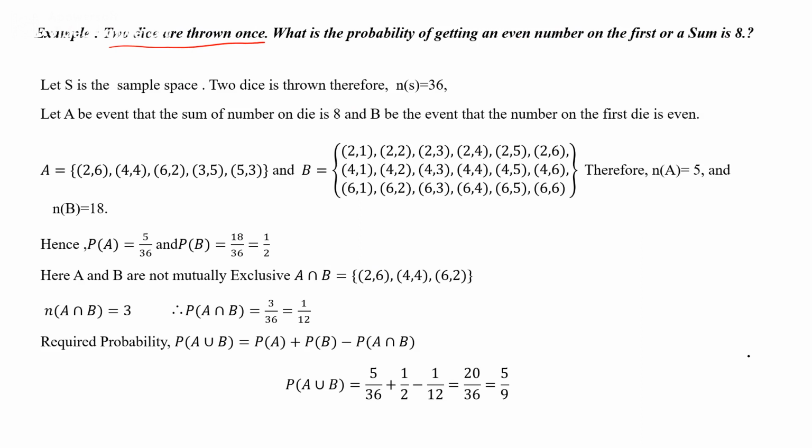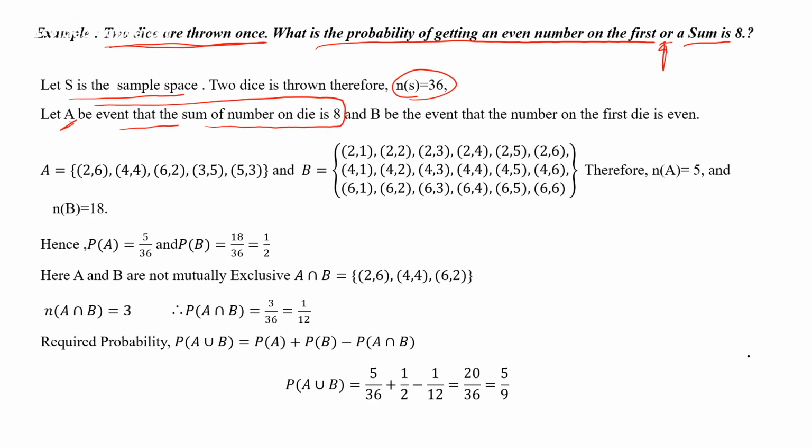So this next example depends on not mutually exclusive events. Two dice are thrown once. What is the probability of getting an even number on the first die or a sum of 8? Here we have to draw the sample space S for throwing two dice, and the total number of elements in the sample space is 36. Let A be the event that the sum of the numbers on the dice is 8, and take another event B, the event that the number on the first die is even.